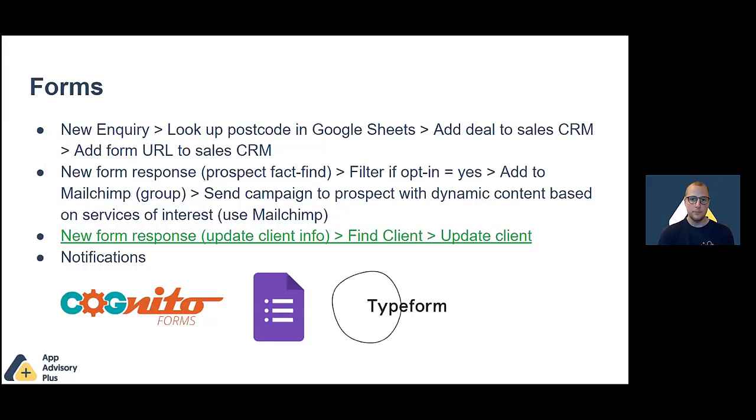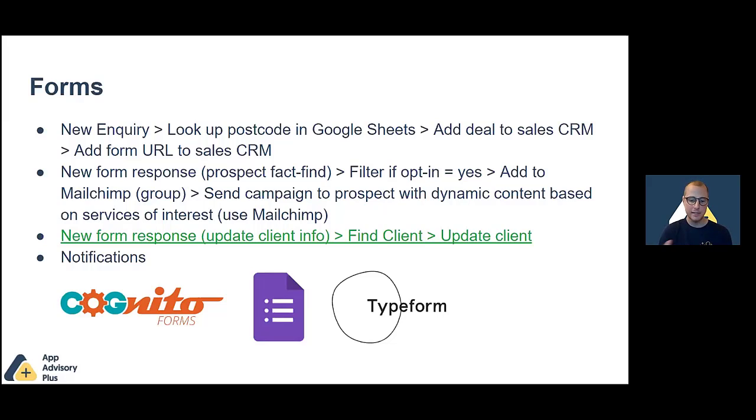Another good example, forms. Lots and lots of businesses will use forms. I guess a lot of you probably use forms to collect information from clients. Here's some of the things that you can do with that. We've worked with an accountancy firm which had multiple offices. When a new inquiry came through, we needed to know which pipeline to route that lead into. In that case, we used Zapier to look up the postcode using Google Sheets, and then add the deal and notify the correct person that was then assigned to deal with that client or prospect.